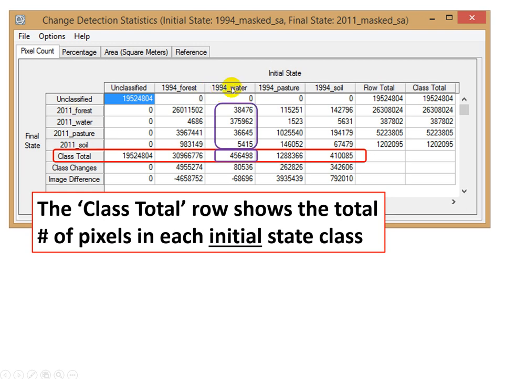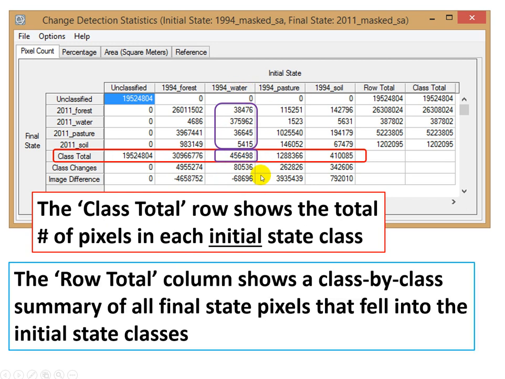And in the 1994 image, those 456,498 pixels, which have been classified as water in 1994, we can see what those were classified as in the 2011 image. Some of them were classified as forest in 2011. The majority of them were classified again as water in 2011, and then pasture and soil. You add these up, you end up with this number right here. But again, what does this class total mean? It's the total number of pixels classified for each of these different classes.